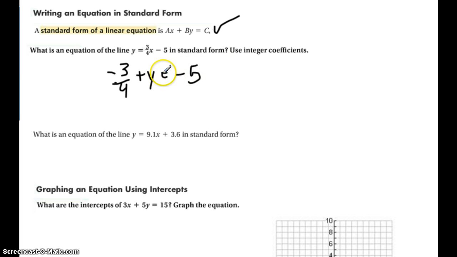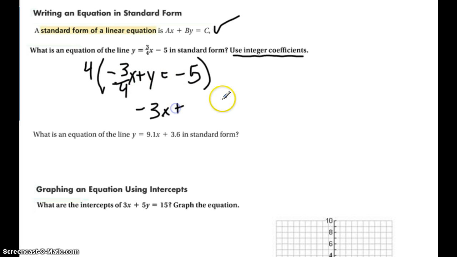Now, this would actually be fine for just getting a regular standard form, but they want us to use integer coefficients. So I see that I've got a 4 here in the denominator, so I'm going to multiply everything by 4 to get rid of that fraction. Forgot my x up here. And there we go. It is in integer coefficients, and all the x's and y's are on one side.